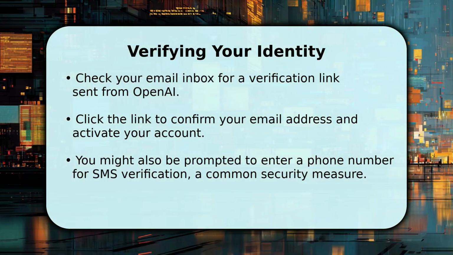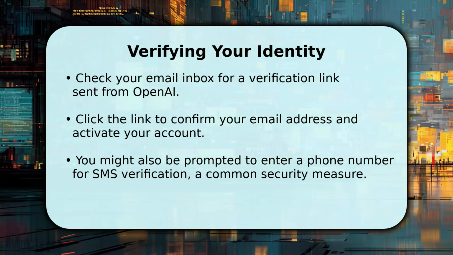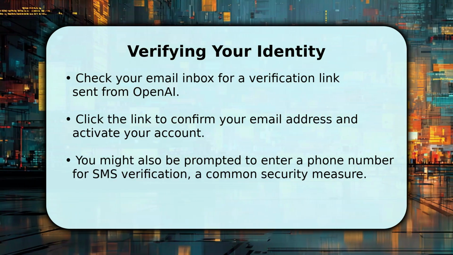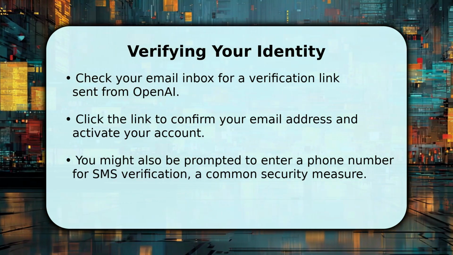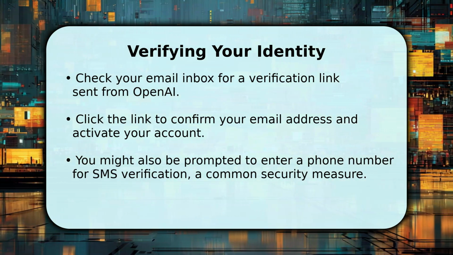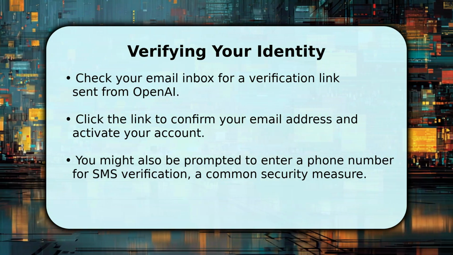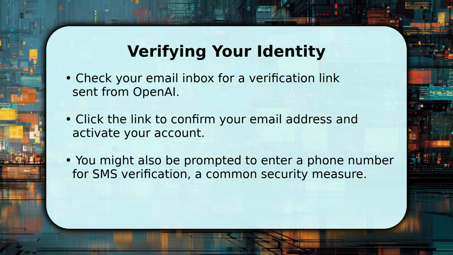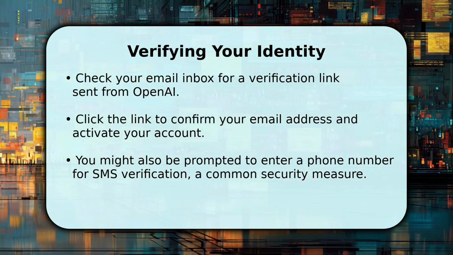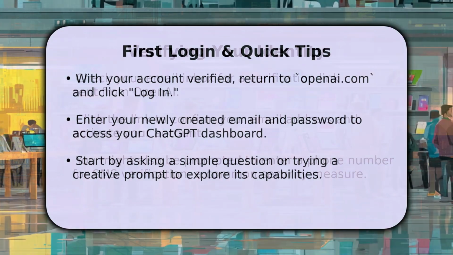After submitting your details, head straight to your email inbox. You'll find a verification email from OpenAI. Open it and click the provided link to confirm your email address and activate your new account. Sometimes, for added security, the system may ask for a phone number. If prompted, input your number to receive an SMS verification code, which you'll then enter on the site. This step is crucial for secure access.